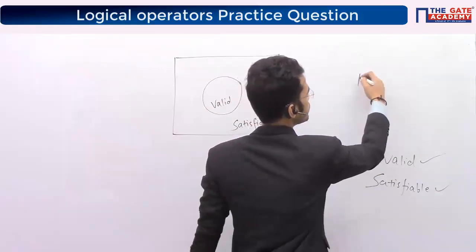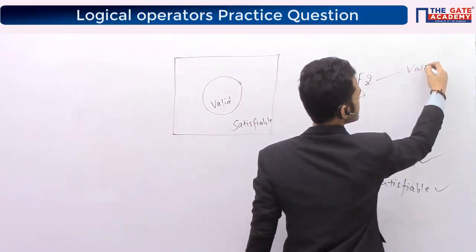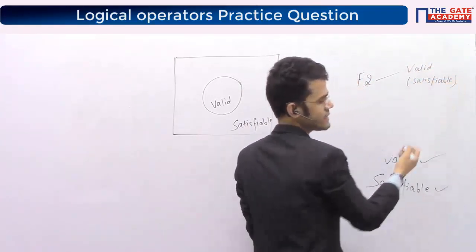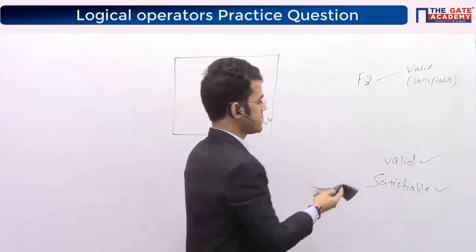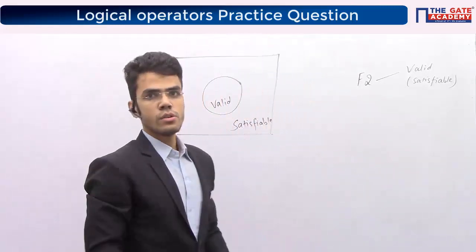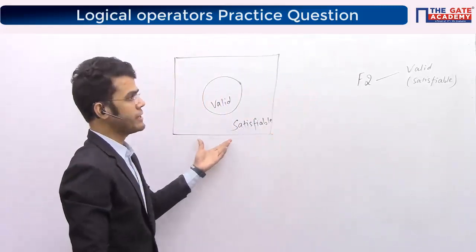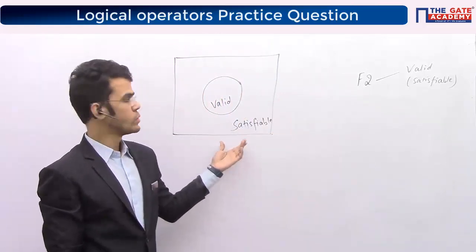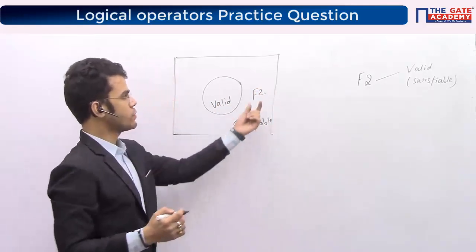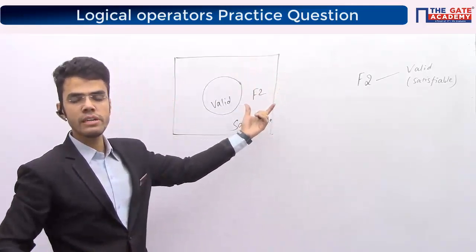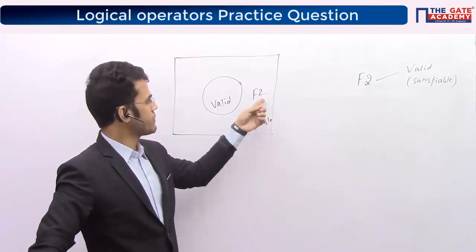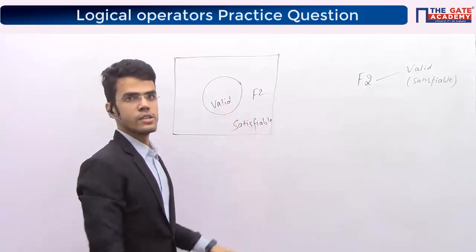In our option, F2 was coming out to be both. It was valid also, and since it was valid, I was saying it is satisfiable also. Because it is valid, it is satisfiable as well, right? So, now you tell me, where should I put F2 in this Venn diagram? In valid or in satisfiable? If I put F2 here, and some other person is reading this Venn diagram, what information will he deduce from it? He will think that, okay, F2 is satisfiable but not valid, right?